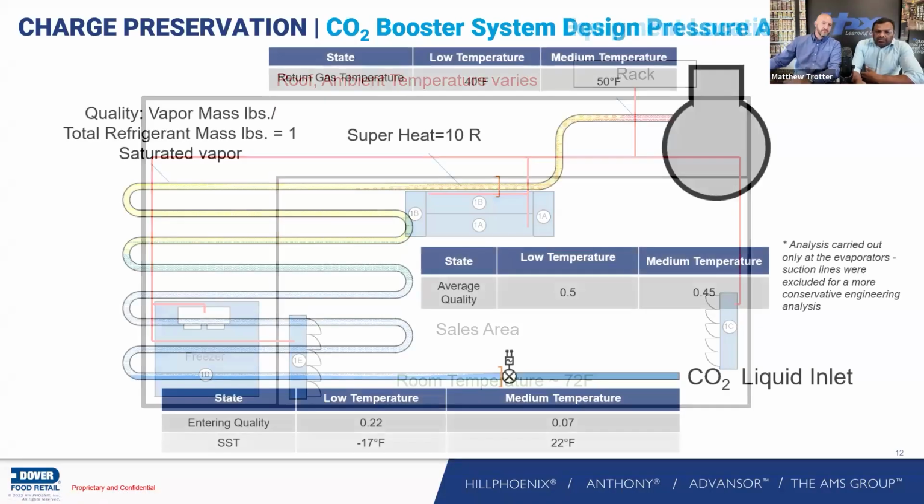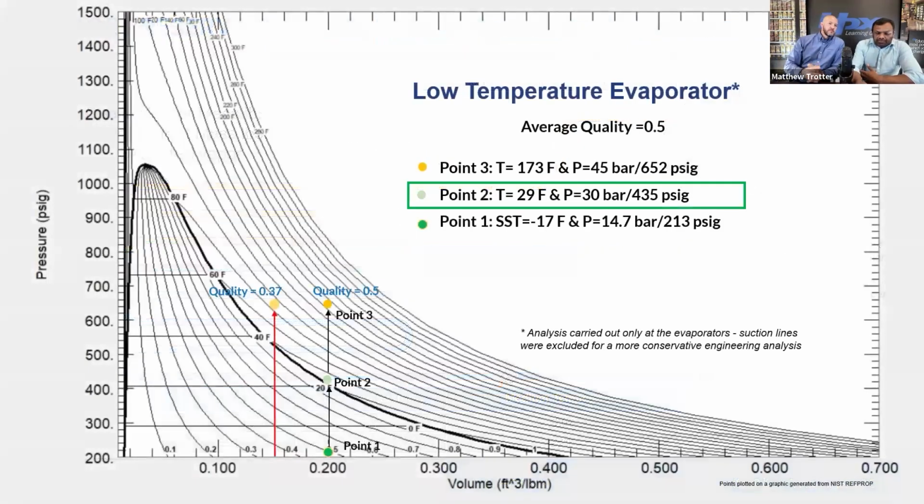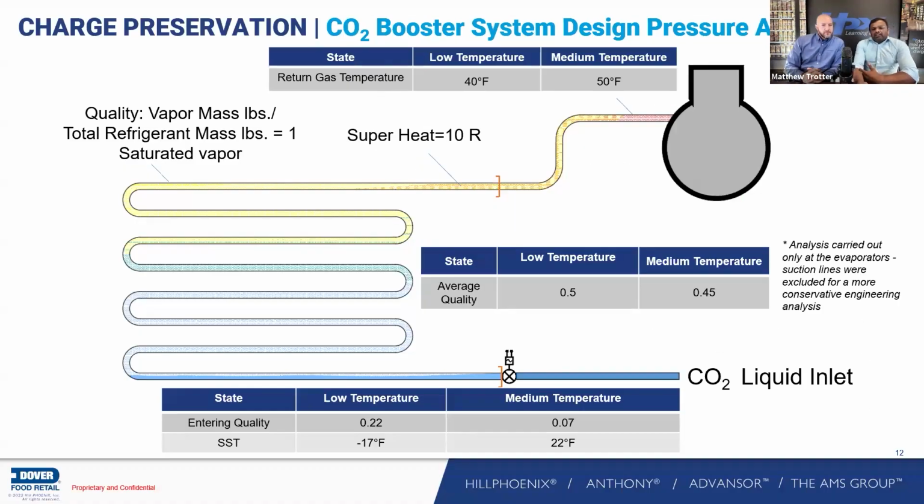So the analysis is the assessment that we did. We took an evaporator and a liquid line and a compressor, right? So this is on the medium temperature suction side, and the low temperature suction side. We'll go over this first before we get into the liquid side, why liquid is important, and why suction, and how the suction plays into the charge preservation.